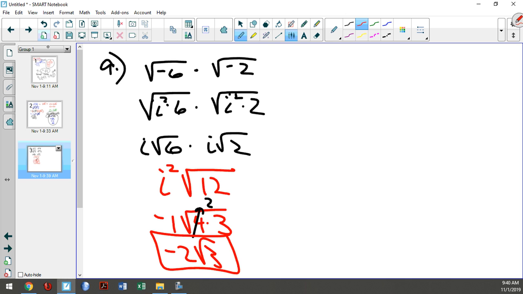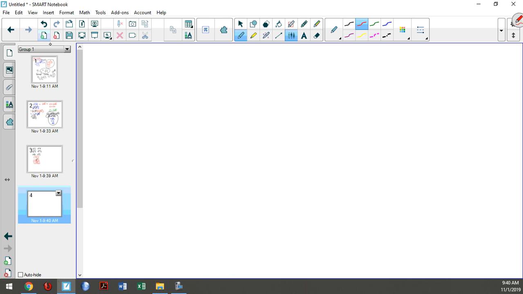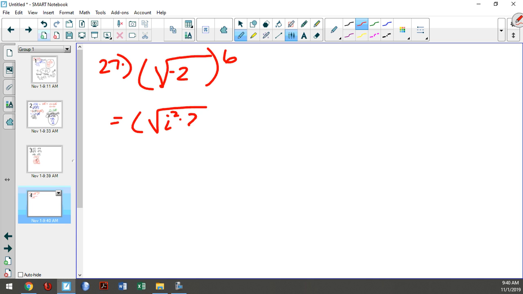I'm sorry? 27. So this is this parenthesis, the square root of -2 to the 6th power. I have to simplify the inside first before I can do anything with that. So this is going to be i squared times 2 to the 6th power. So that's going to be i square root of 2 to the 6th power. Do we see that, yes or no?